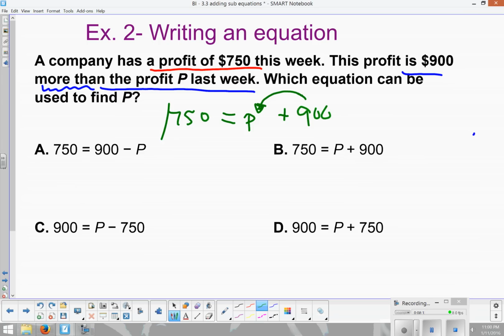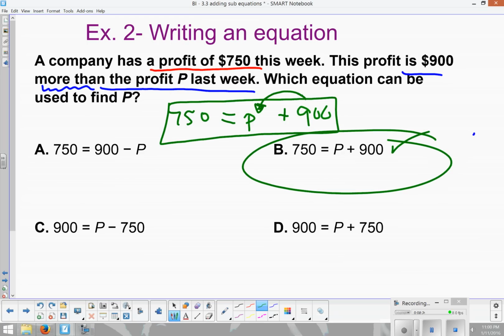So let's take a look to see which equation here represents the one below. And I noticed that B is our winner. Again, 900 more than P last week, and this was this week. So our correct answer would be B.